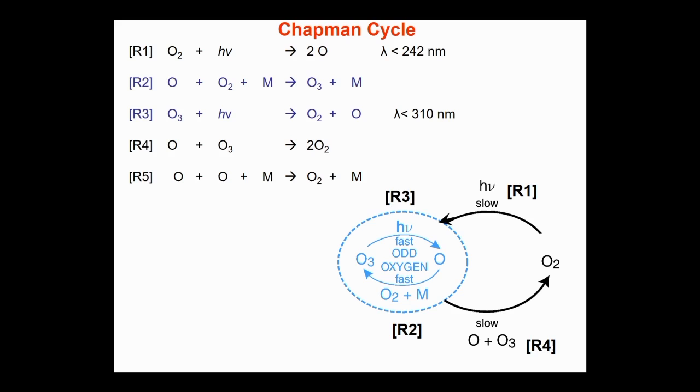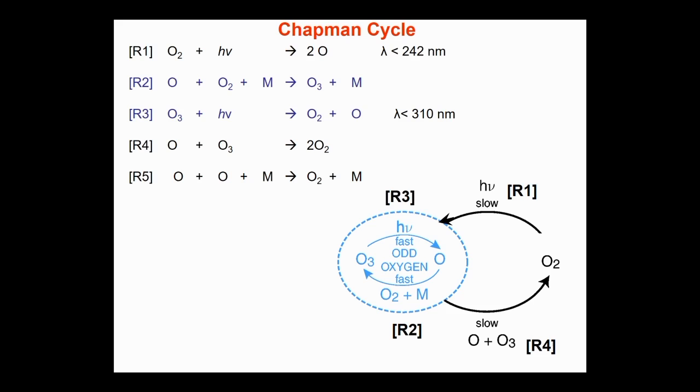And we need to describe that. So this is what Chapman did. What he said was, there are four reactions. There's an initiation reaction where we form the radical. Reaction one is the photolysis of molecular oxygen in the UV below 240 nanometers to form two oxygen atoms.